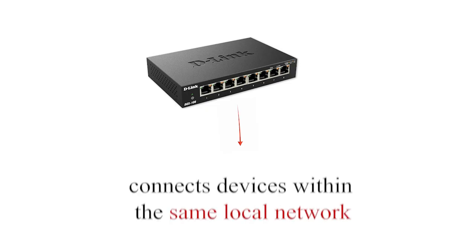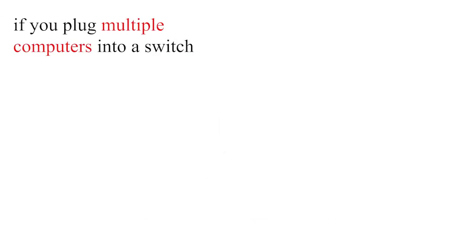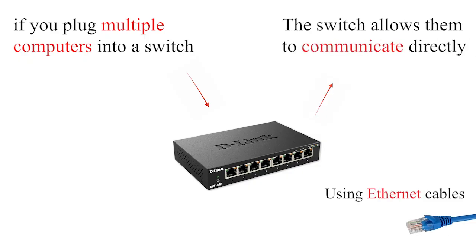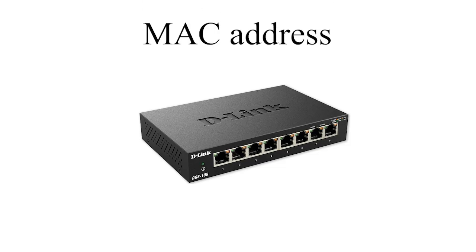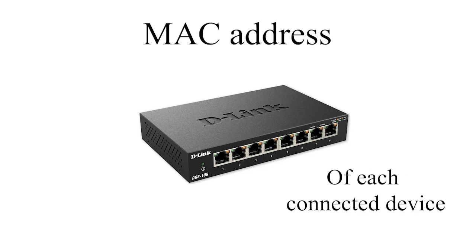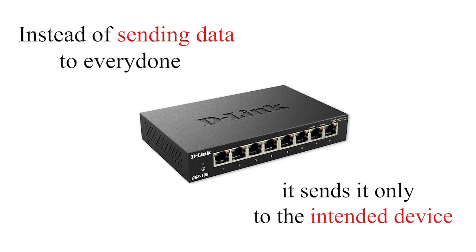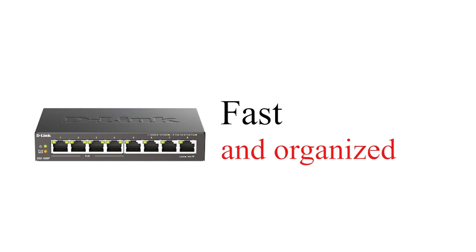Switch. A switch connects devices within the same local network. If you plug multiple computers into a switch using Ethernet cables, the switch allows them to communicate directly. What makes it smart is that it learns the physical address, called a MAC address, of each connected device. Instead of sending data to everyone, it sends it only to the intended device. This reduces network congestion and keeps communication fast and organized, especially in offices with many computers.